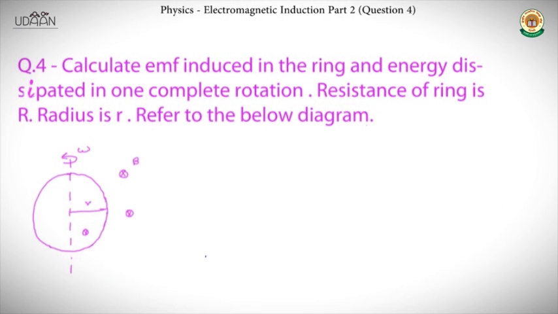Coming on to question number 4, it says, calculate the EMF induced in the ring and the energy dissipated in one complete rotation. The resistance of the ring is given to be capital R and the radius is small r. We could refer to the diagram given below.